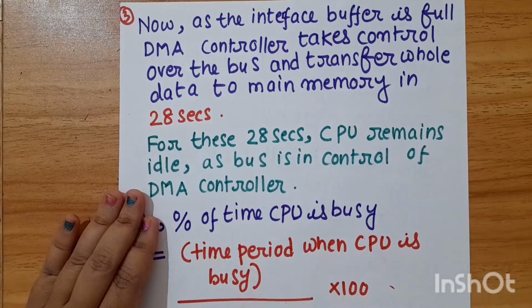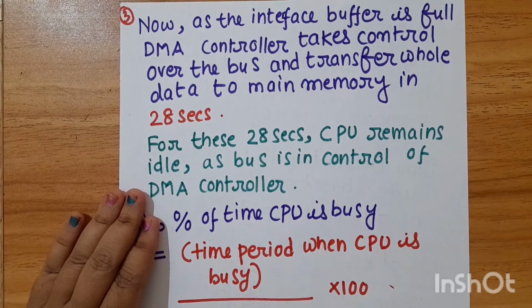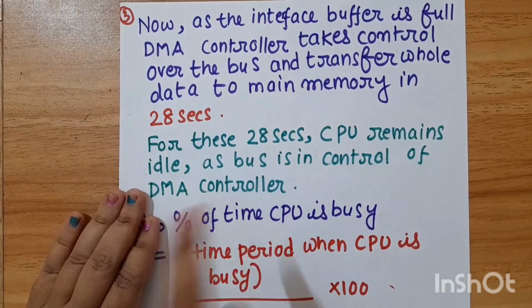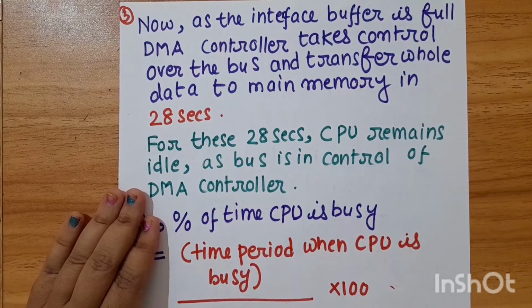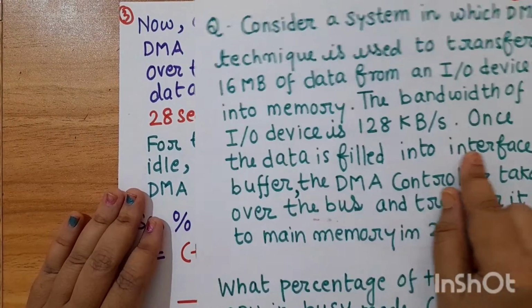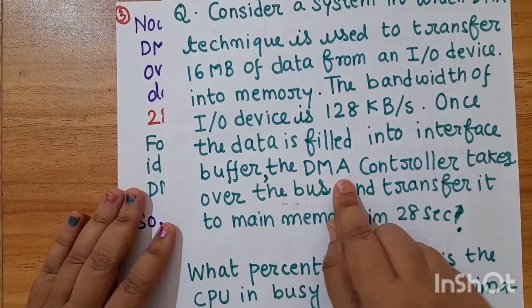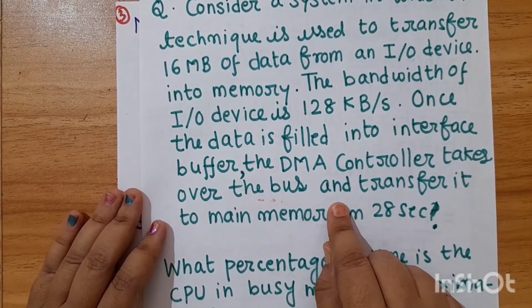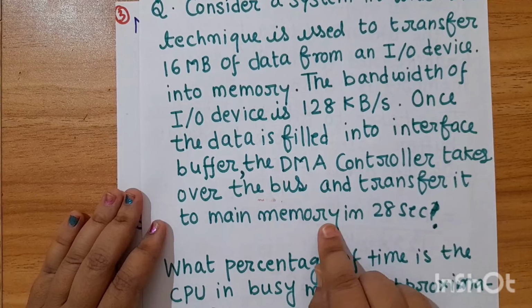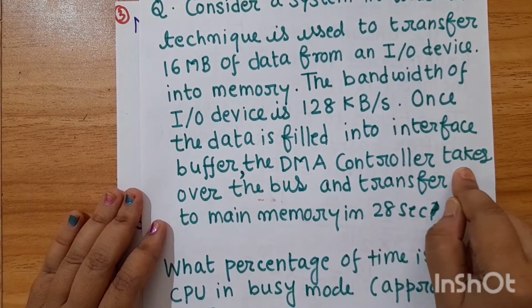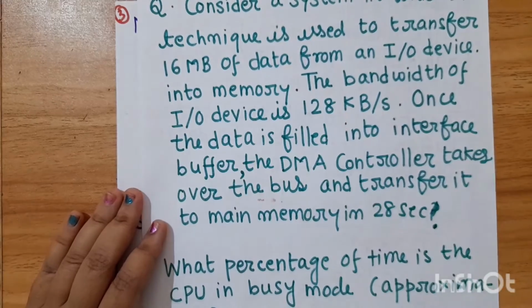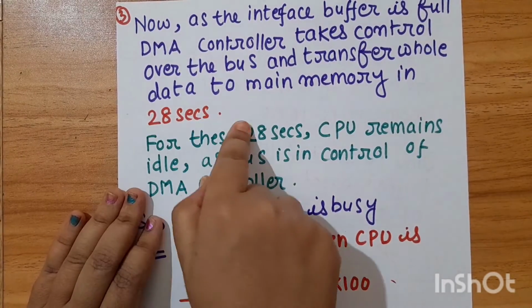Now, as the interface buffer is full, the DMA controller takes over the bus, means it takes the control of the bus, and transfers the whole data to the main memory in 28 seconds. This is also mentioned in the question. You remember? In the question it is written: once the data is filled into the interface buffer, the DMA controller takes over the bus and transfers it to the main memory in 28 seconds. It means that 16 MB of data is transferred in 28 seconds.